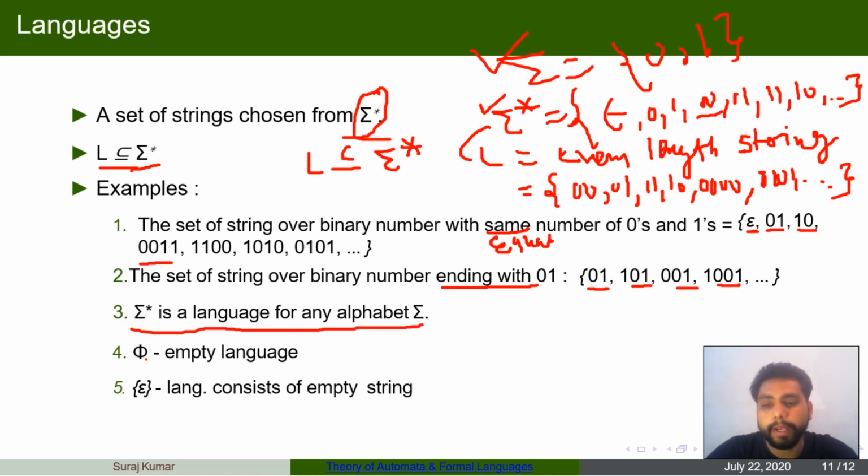The representation is such that sigma star is a language for any alphabet sigma. Phi represents the empty language. And if you write L equal to {epsilon}, the language consists of only the empty string.